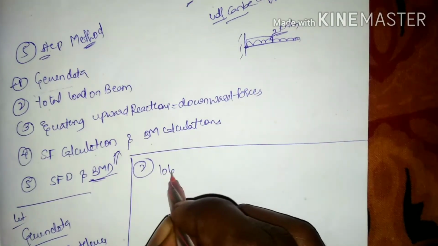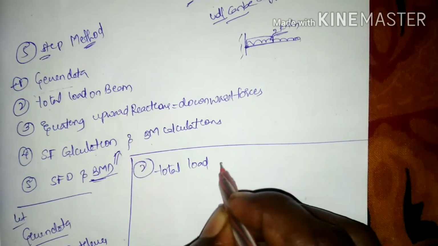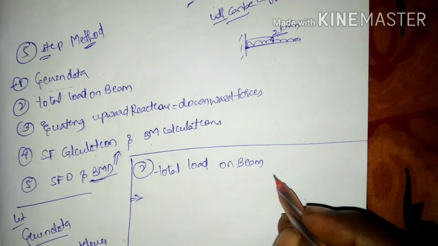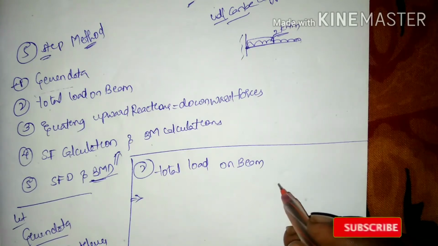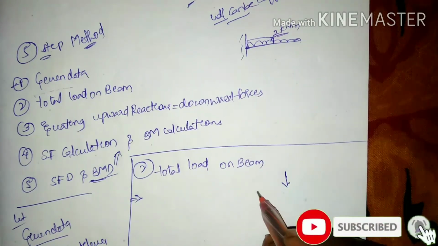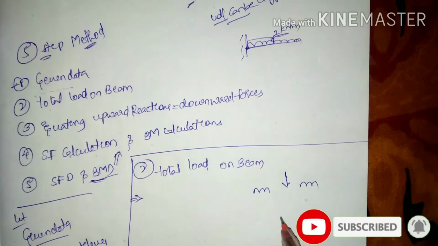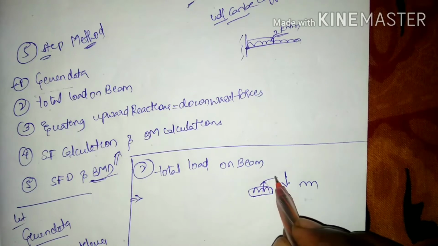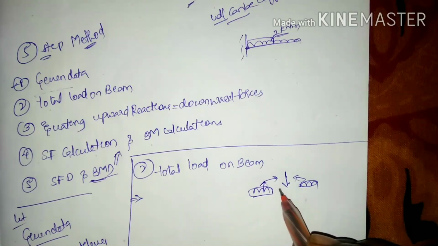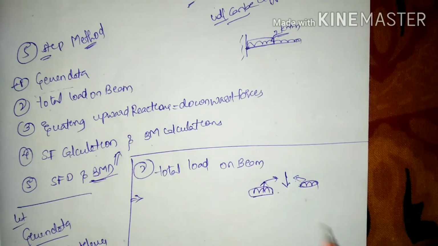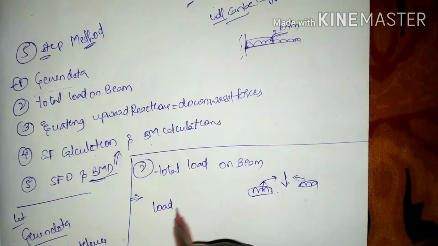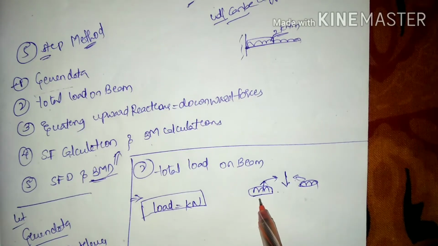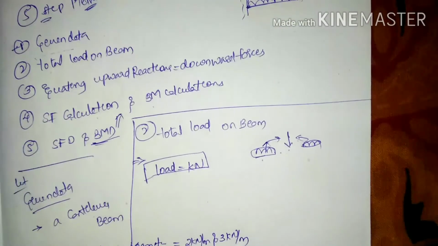Number 2, total load on beam. As we discussed earlier, here we are having a point load and here we are having UDLs. Let us convert the UDLs to point loads, then it is easy to add them up. And one more thing, load should be in kilonewtons only, so we are going to convert the UDLs to point loads, and after that we are going to add them.